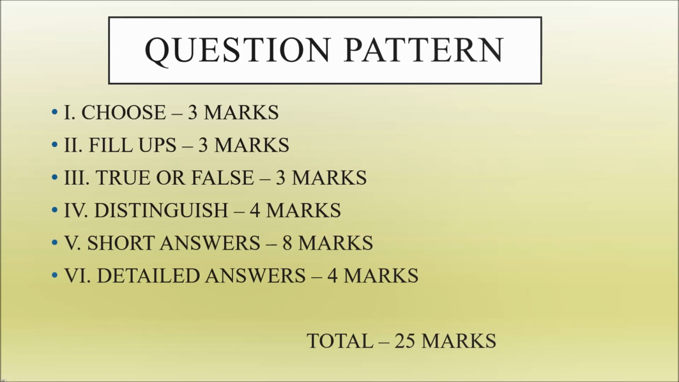Fourth one, distinguish between the following, which means finding differentiation between the following things. That is given for 4 marks. And short answers for 8 marks, detailed answers for 4 marks. On the whole, it comes for 25 marks.